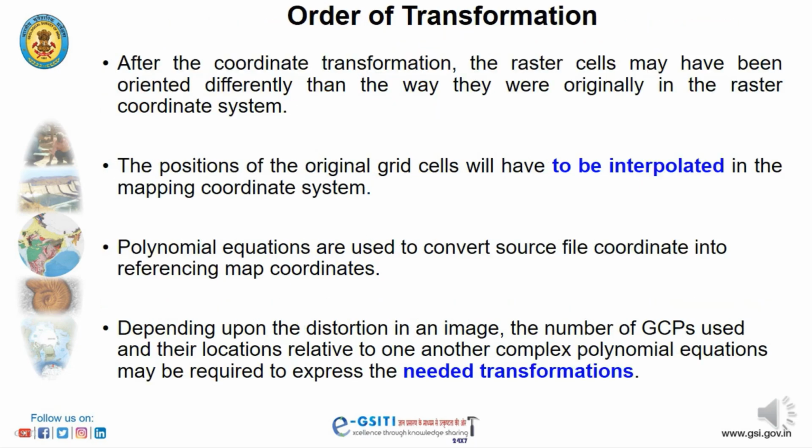Order of transformation. After the coordinate transformation, the raster cells may have been oriented differently than the way they were originally in the raster coordinate system. The positions of original grid cells have to be interpolated in the mapping coordinate system. Different polynomial equations are used to convert source file coordinates into referencing map coordinates. These depend upon the distortions in an image, the number of GCPs used and their locations relative to one another. Complex polynomial equations may be required to express the needed transformation.